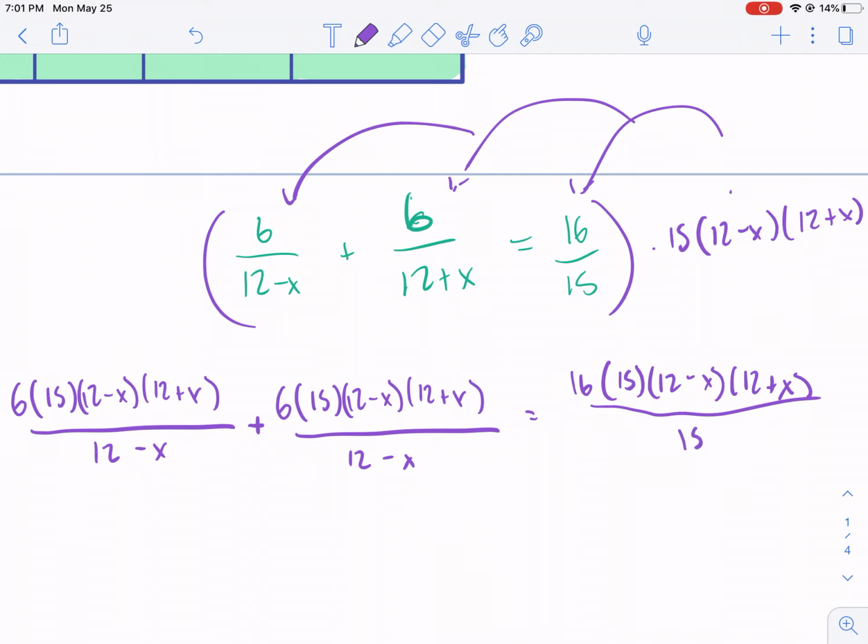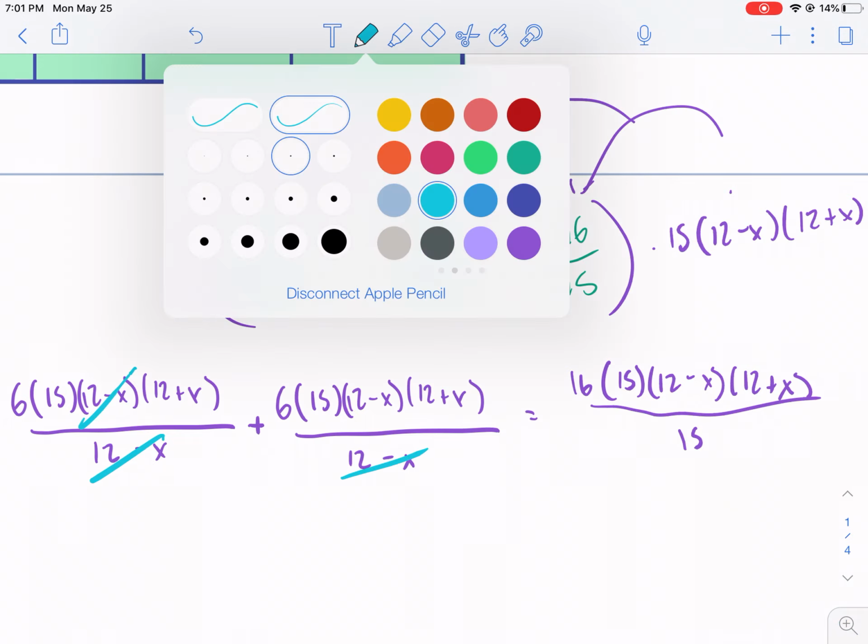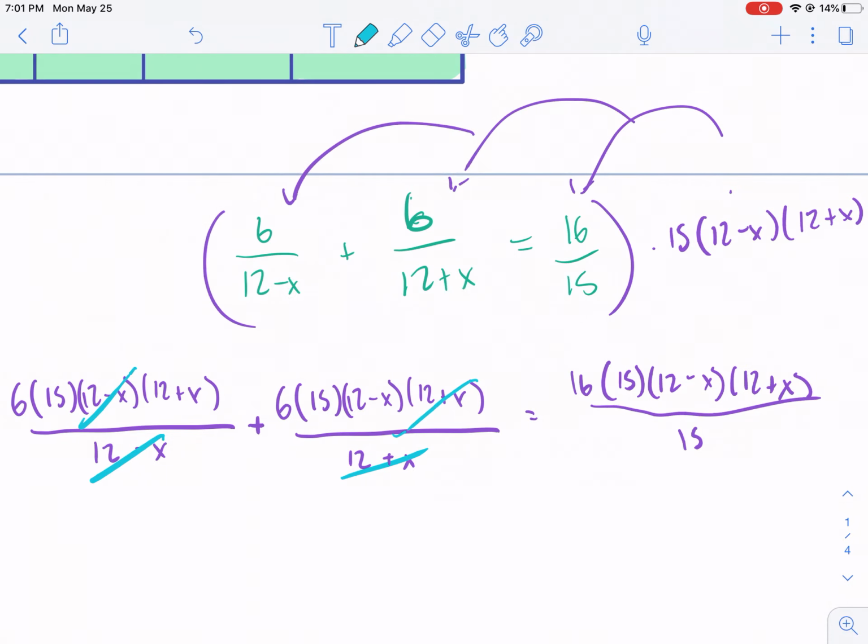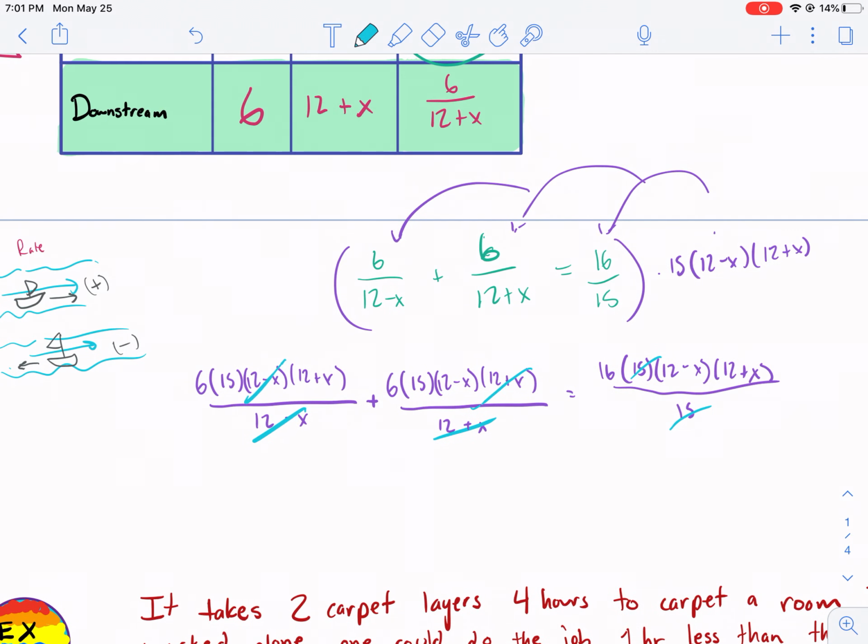Now the long and short of it is, we did this so we can cancel. Cancel this with 12 minus x, cancel this with 12 plus x, and then 15 with 15. And we're going to multiply whatever's left over. So we do 6 times 15, which is 90. So we have 90 times 12 plus x, plus 90 times 12 minus x, equals 16 times 12 minus x times 12 plus x.